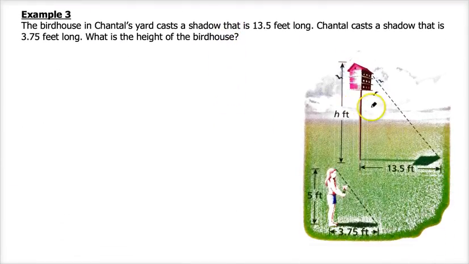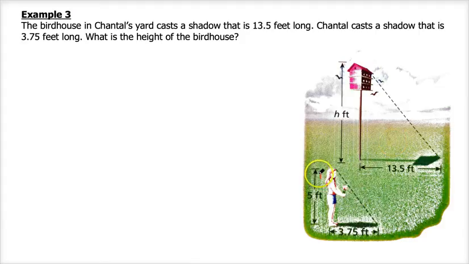We have a birdhouse in Chantel's yard, and it casts a shadow that is 13.5 feet long. And Chantel herself, here she is, casts a shadow that is 3.75 feet long. And the question asks, what is the height of the birdhouse? Well, if you notice, the heights of both Chantel herself and the birdhouse, when you put those together with the shadow lengths, you form triangles, specifically right triangles. So this is another similar figures problem, and we can use the shadow lengths down here and the height of Chantel to find the height of the birdhouse, once we recognize that these are similar triangles.